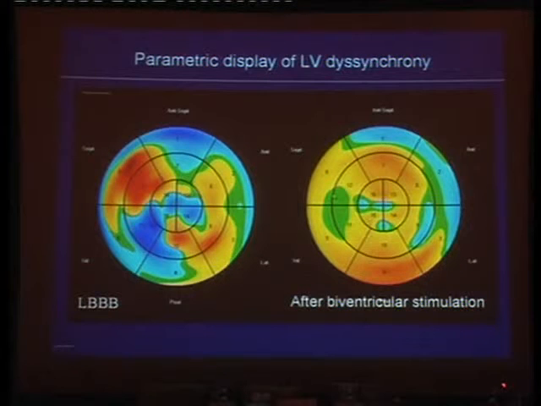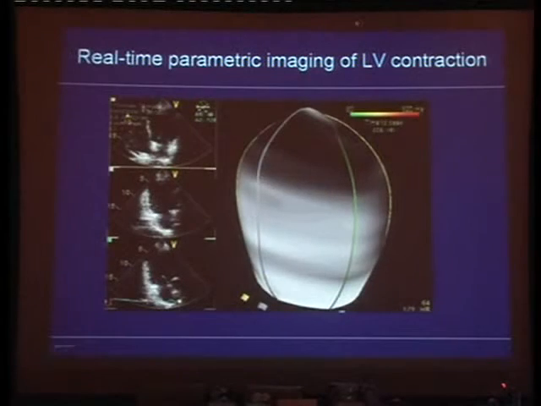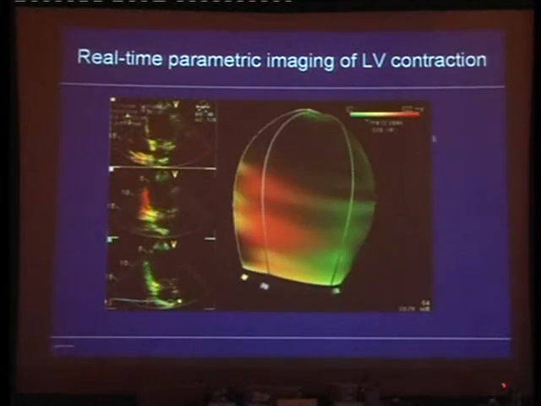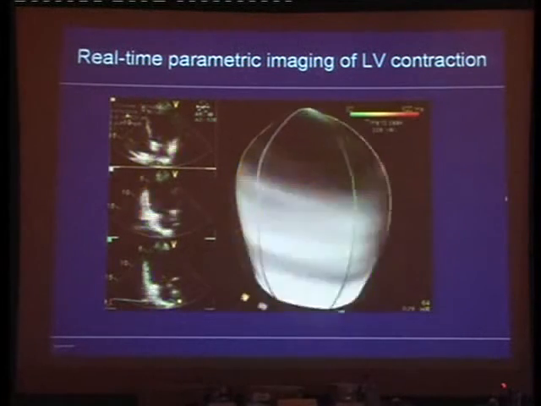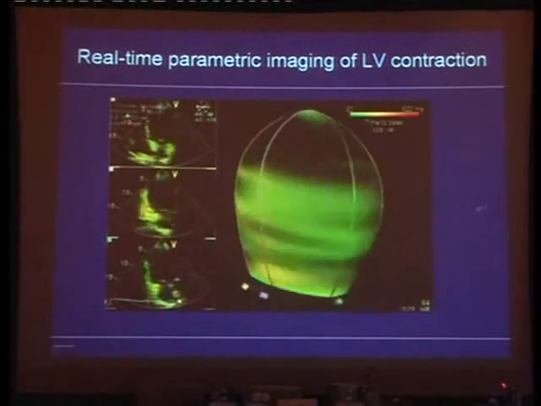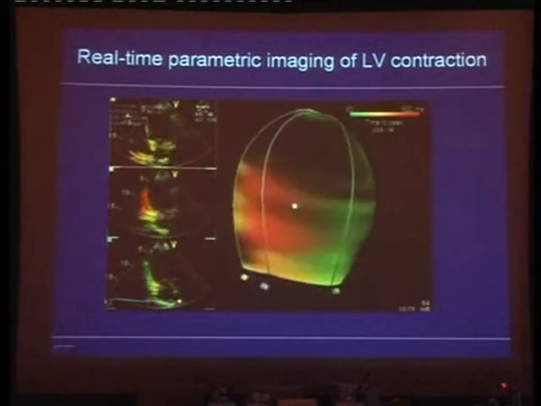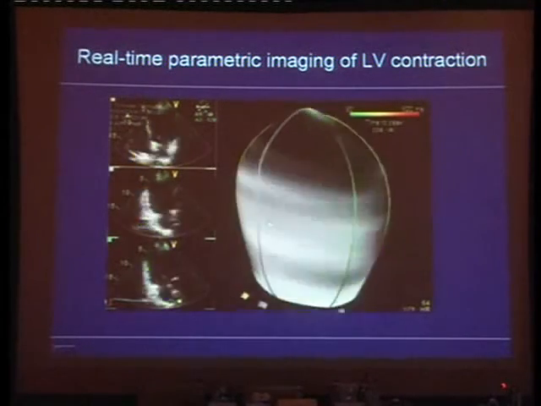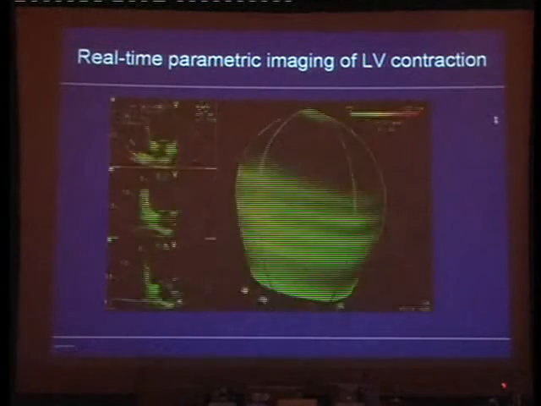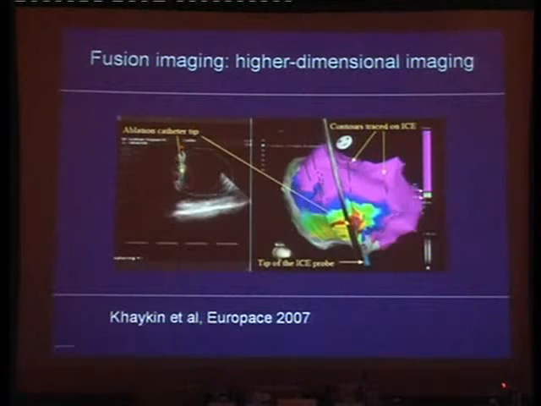and after biventricular stimulation, they are in synchrony. Now, the synchronization therapy is one example where this parametric display is being used. Soon we will see on our three-dimensional data sets encoding on the endocardial surface imaging the delays of contraction, so that we online can take our decisions during interventions.